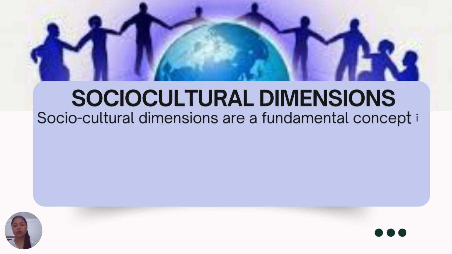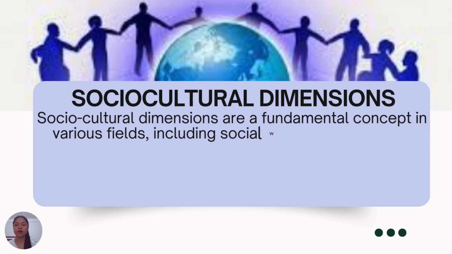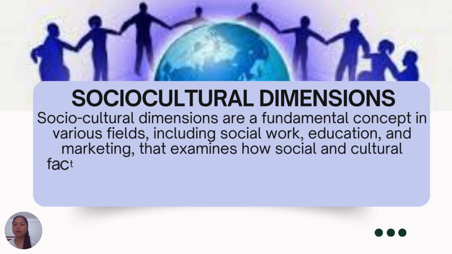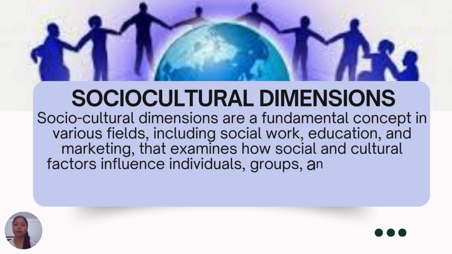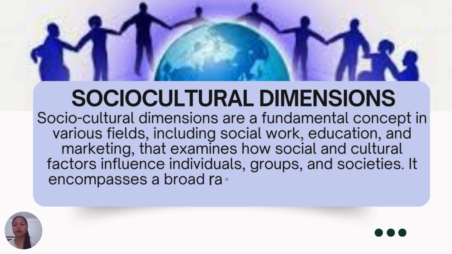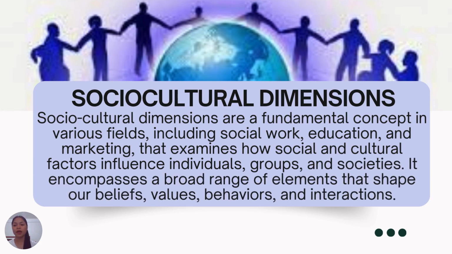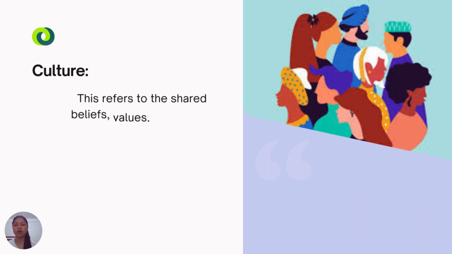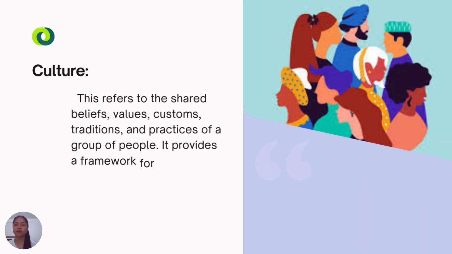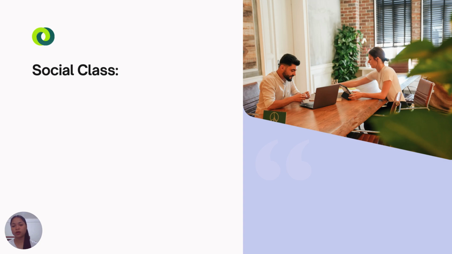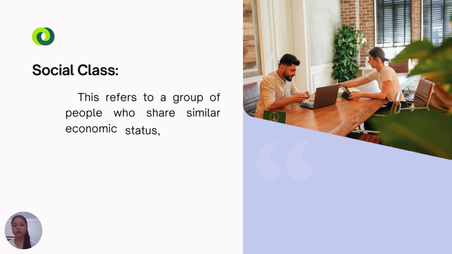So, the social cultural dimension is a concept in various fields like social work, education, and marketing that examines how social and cultural influences shape our beliefs, values, and also interaction with other people. Culture can have eight types of dimensions. First is culture. In a culture, we share our beliefs, values, customs, traditions, and also our practices that help us understand one another. Next is social class.